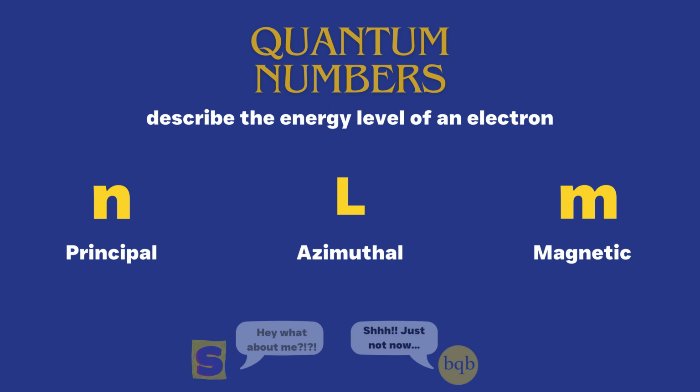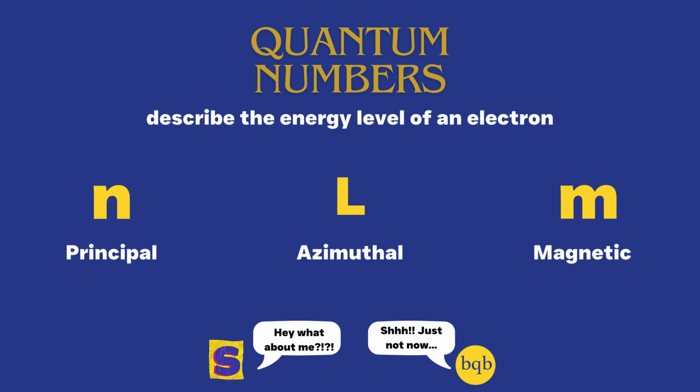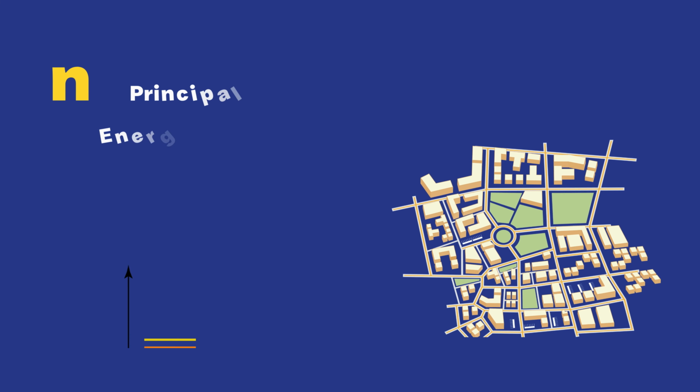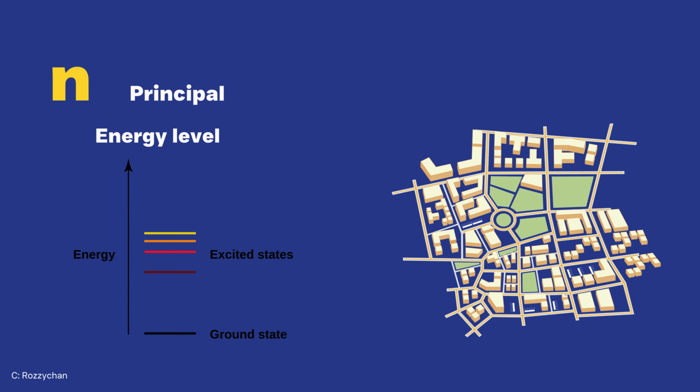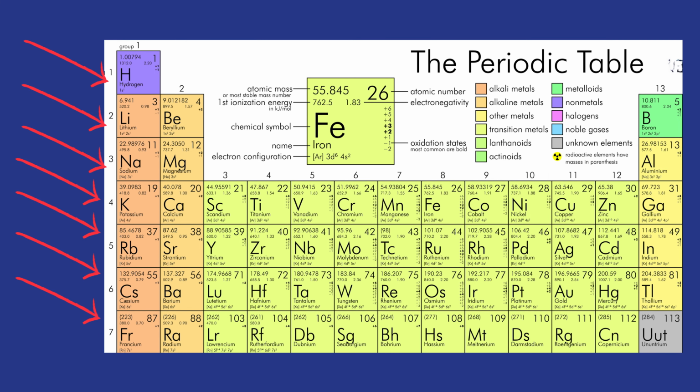Imagine them as the address for the electron's house. The principal quantum number, n, is like the neighborhood of the electron, telling us its energy level. The higher n is, the more energetic that electron will be. The periods of the periodic table tell us the value of n for the outermost electron in an atom.